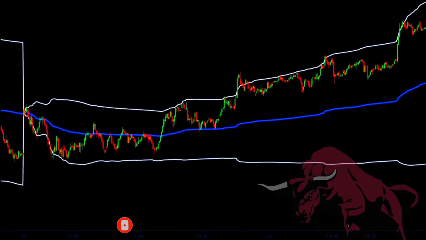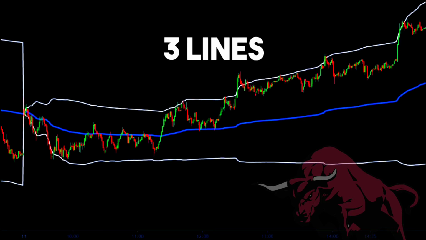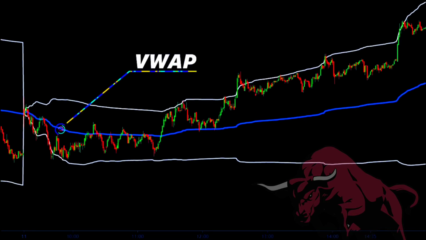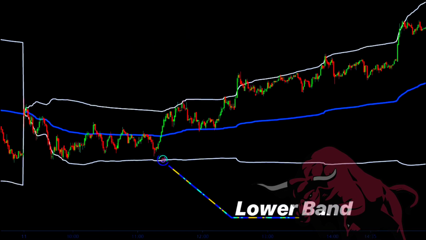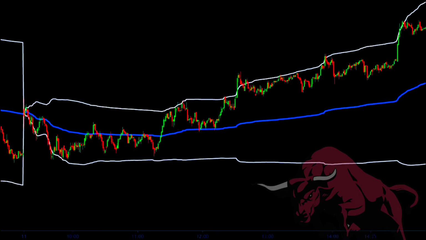Now, most of the trading platforms offer the VWAP indicator in the form of 3 lines. The central line is the VWAP itself. The upper line is a standard deviation above the VWAP, and the lower line is a standard deviation below the VWAP. To the surprise of many traders, these upper and lower lines are powerful areas of support and resistance.